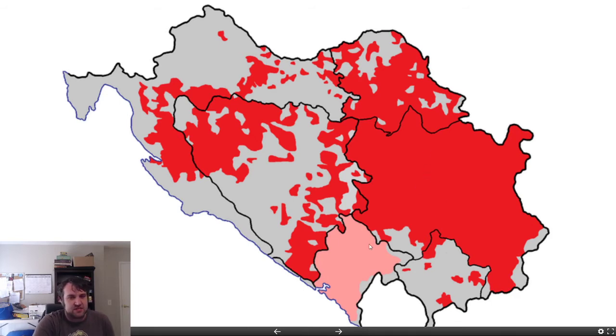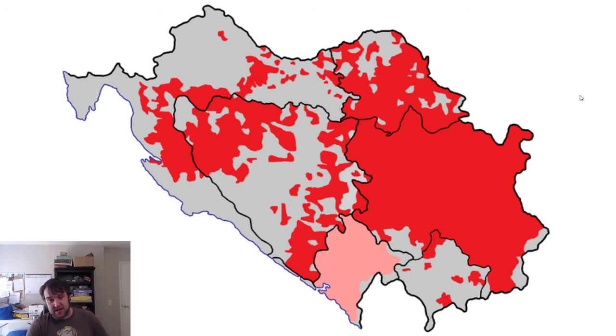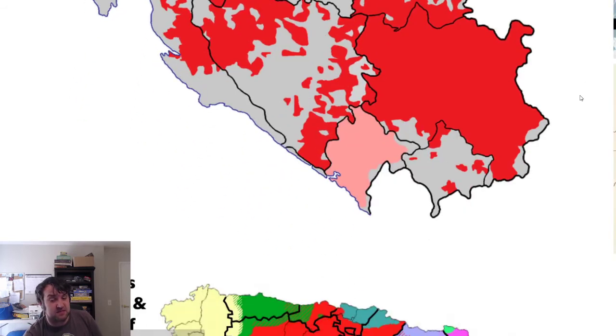And what happened was this huge war broke out because, as you can see, the Muslims are majority in Bosnia, but then they're also all over the dang place in Croatia, Serbia, and Montenegro as well. So the human geography was very difficult when Yugoslavia broke up, and what happened was a whole lot of violence.